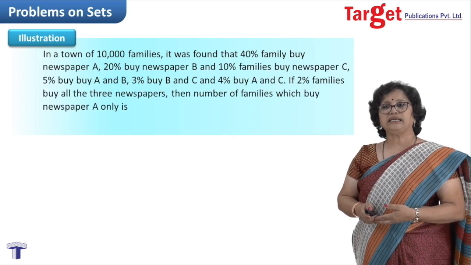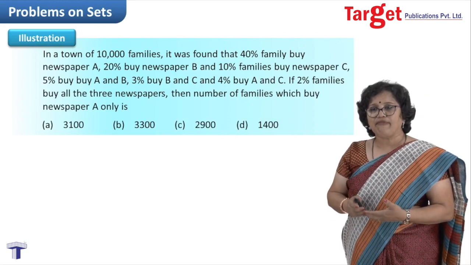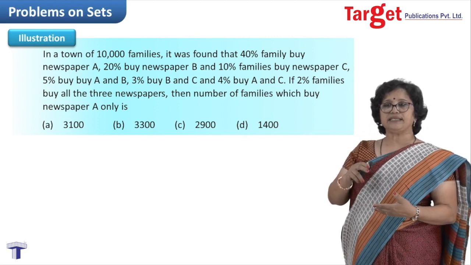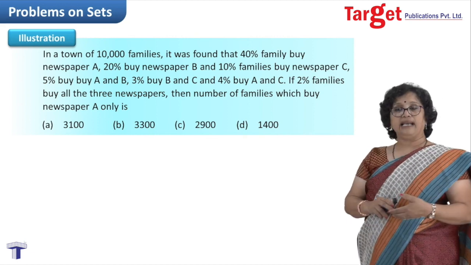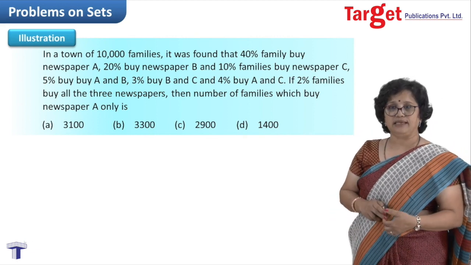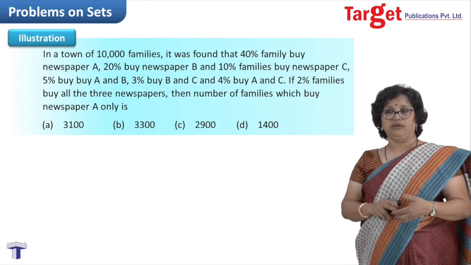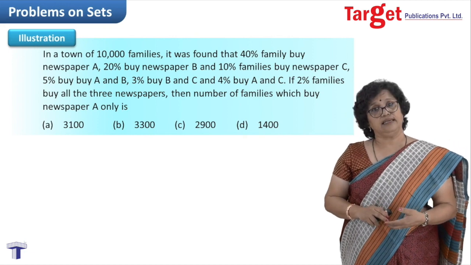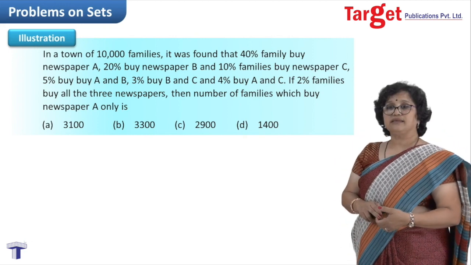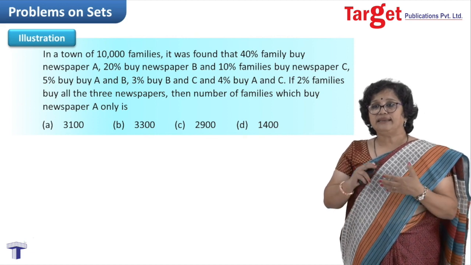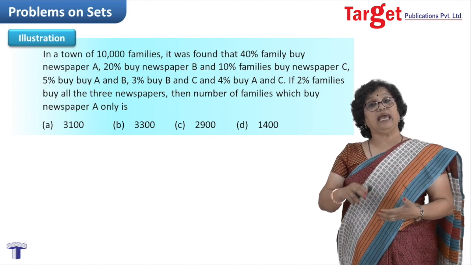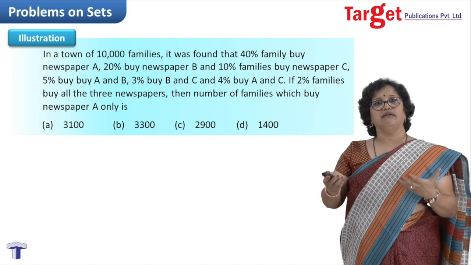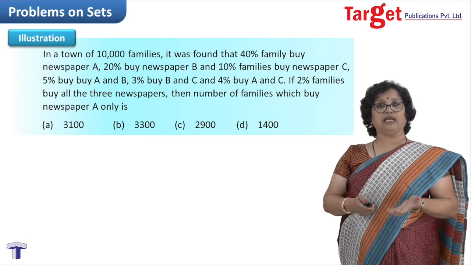The question says, in a town, there are 10,000 families and figures are given: 40% read newspaper A, 20% read newspaper B, and 10% of families read newspaper C. 5% read A and B both, 3% B and C both, and 4% A and C. 2% of families buy all 3 papers. Then the number of families which buy newspaper A only, and then 4 options are given. Now the question seems very long. We will have to write it in mathematical notation.